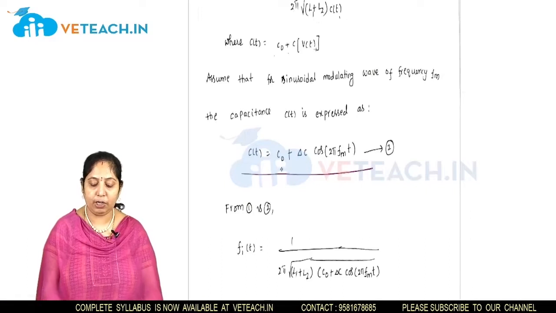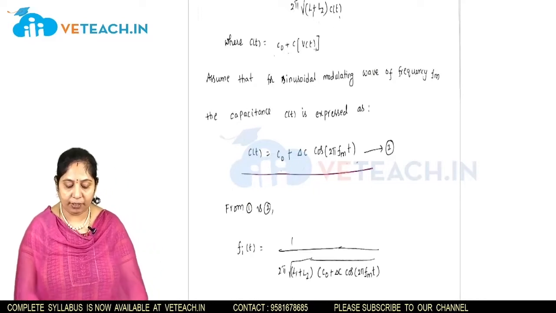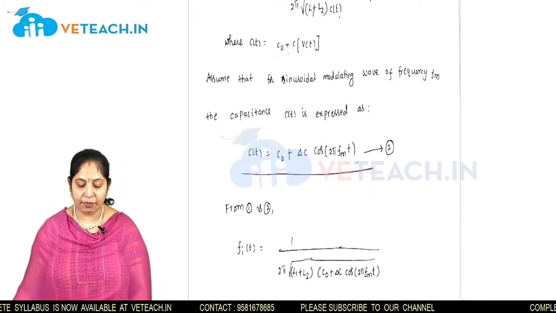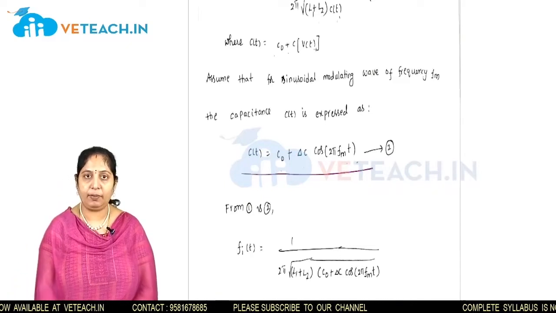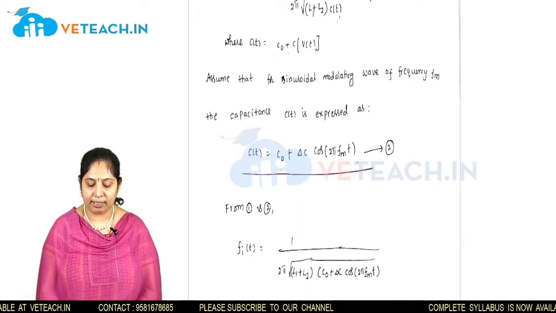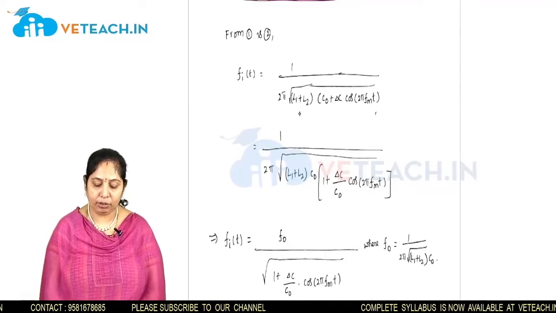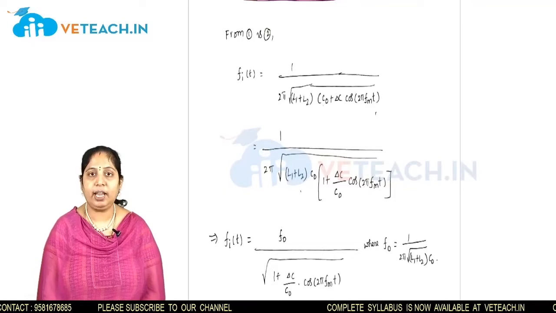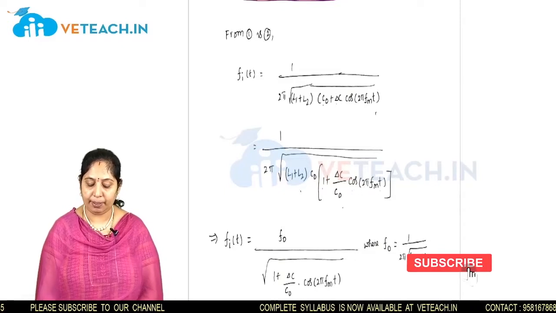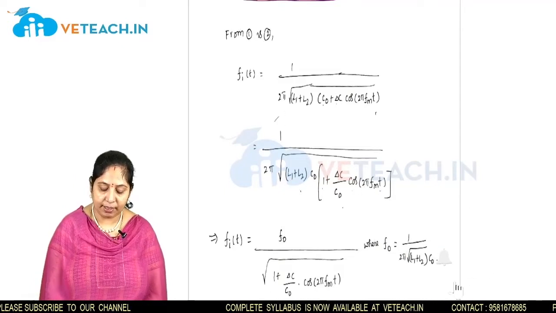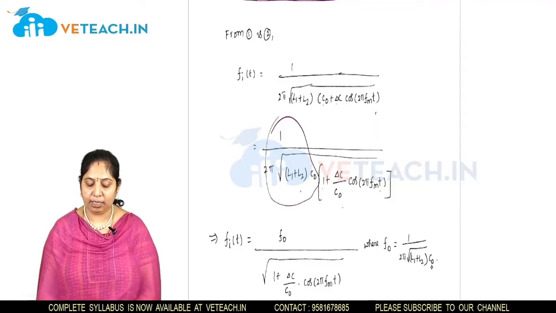C of t is equal to C naught plus delta C into cos of 2 pi Fm t. If we substitute C of t here, therefore Fi of t is equal to 1 by 2 pi into root of (L1 plus L2) into (C naught plus delta C into cos of 2 pi Fm t). Substituting, we take C naught common: 1 plus delta C by C naught into cos of 2 pi Fm t. I am assuming 1 by 2 pi into root of (L1 plus L2) C naught as F naught.